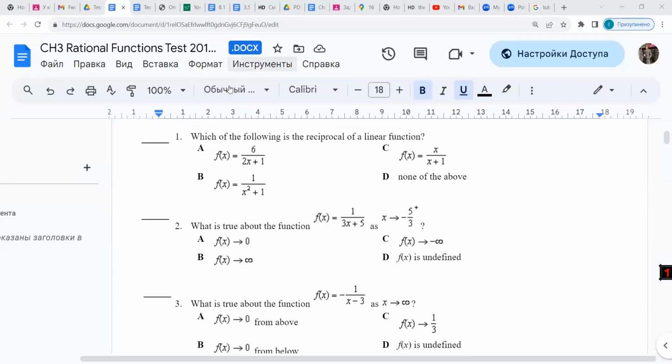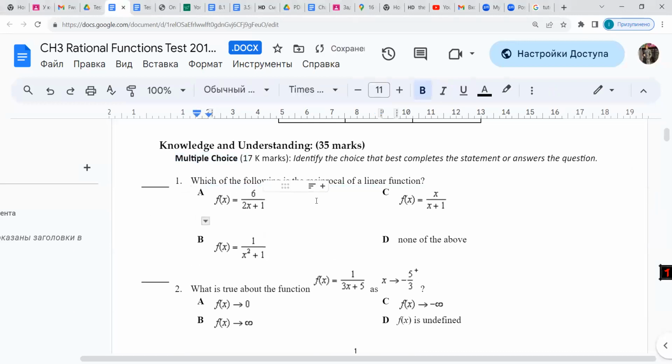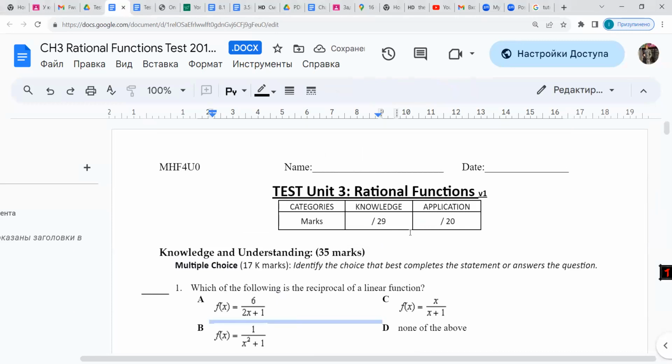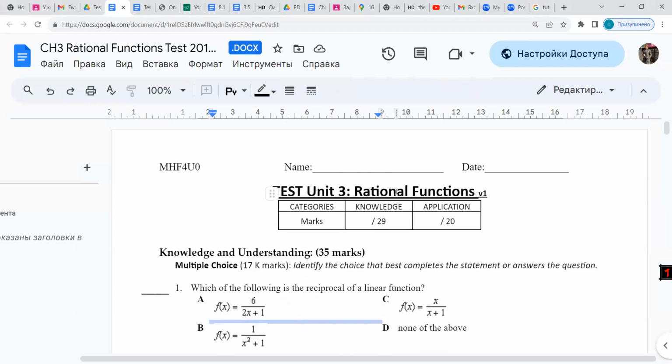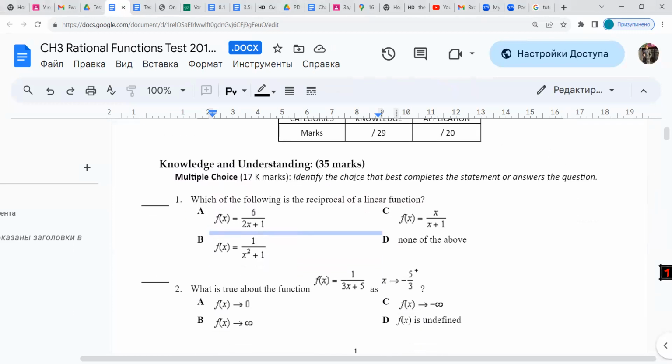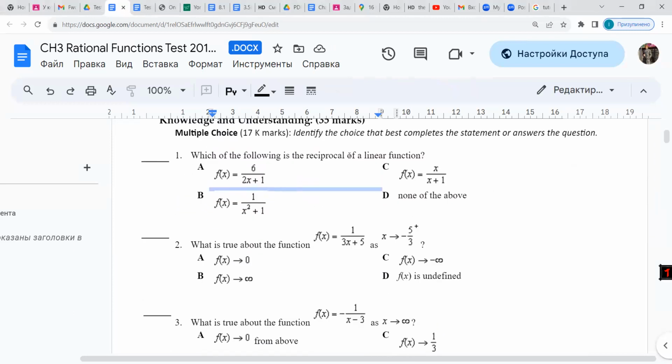I'm going to give you different questions. So starting with question number 1. Multiple choice questions would be the first part of your test. As you can see, grades are divided into knowledge, application, etc. I believe your final test is going to have a few more of those. This one is part knowledge and understanding. In the multiple choice part, you have 4 choices to pick. The question is, which of the following is the reciprocal of a linear function.